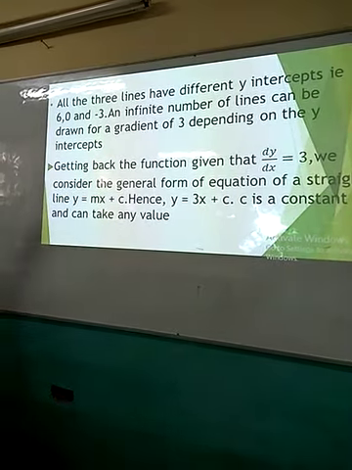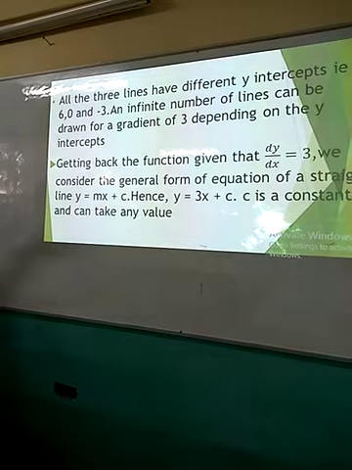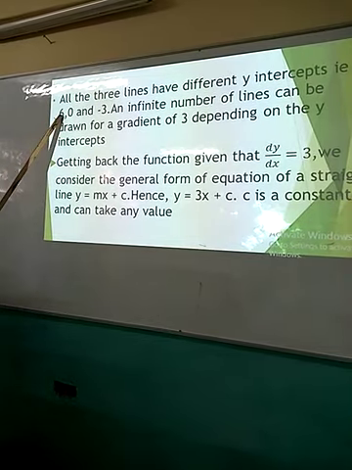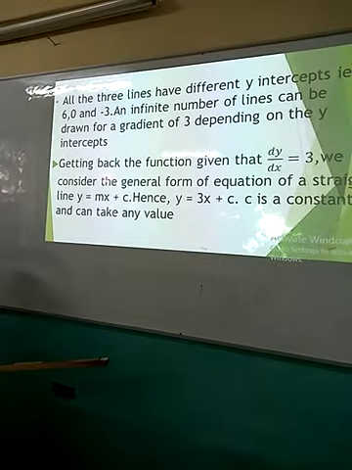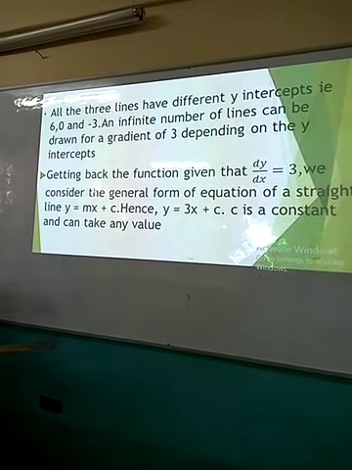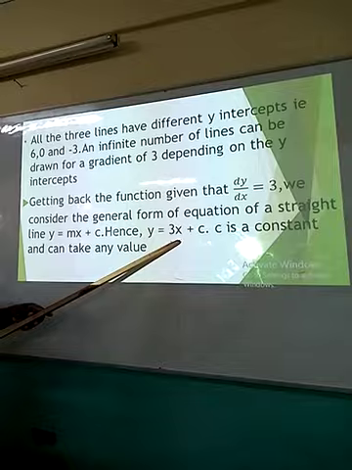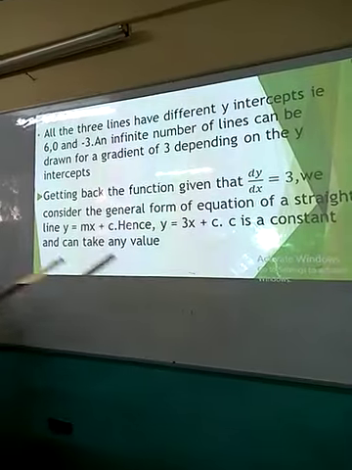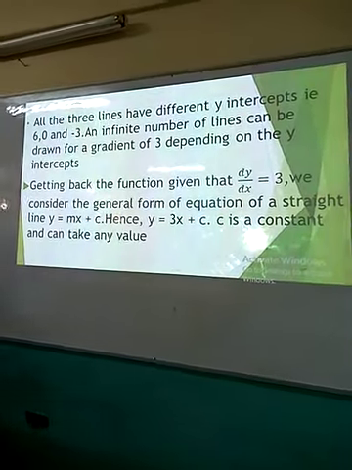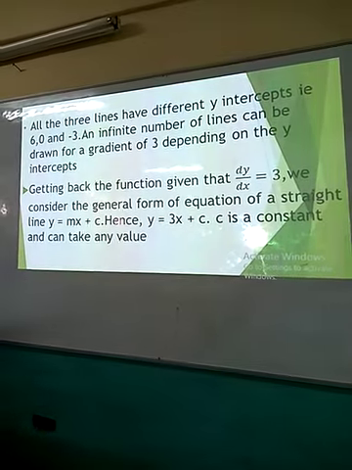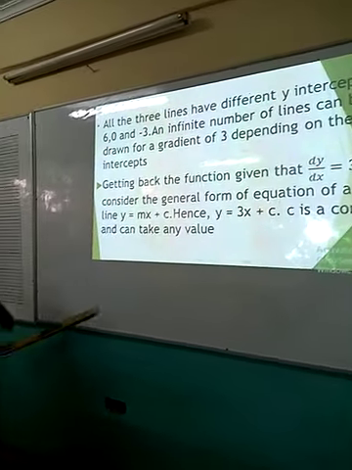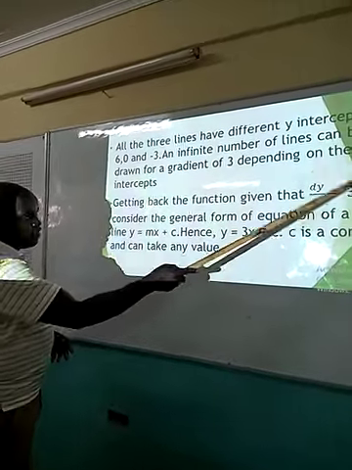The 3 lines that we talked about have c's of 6, 0, and -3. But there can be other values of c. So y = 3x + c, where c is a constant that can take any value, is therefore the general function from which we got a derived function of 3.